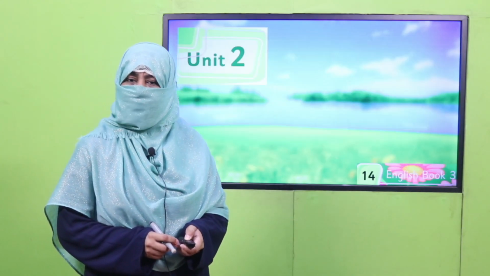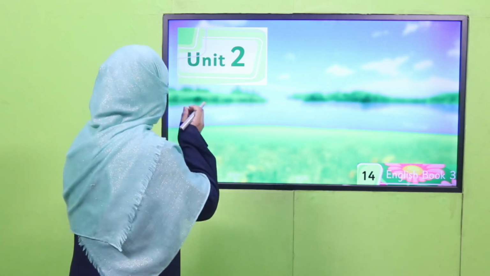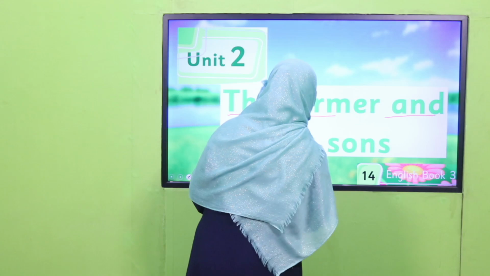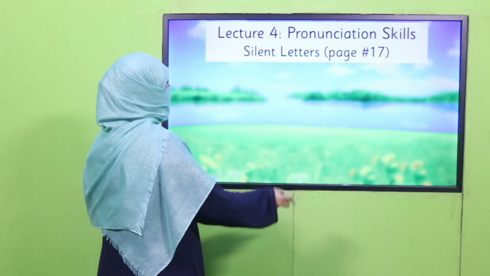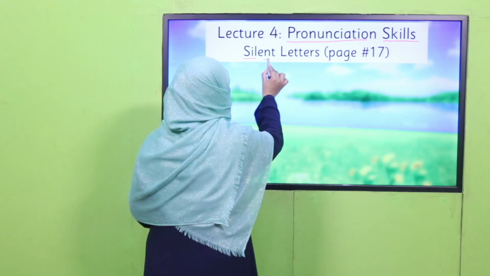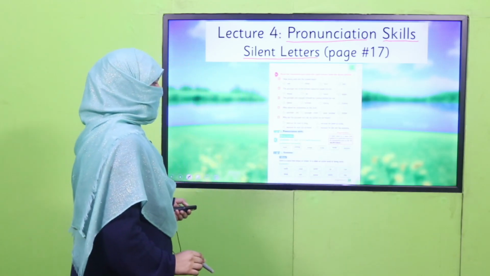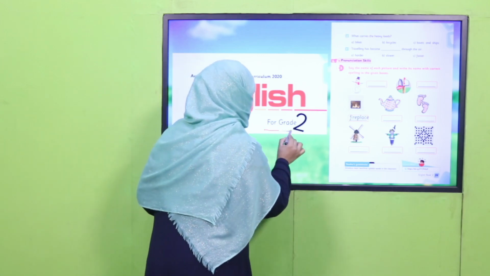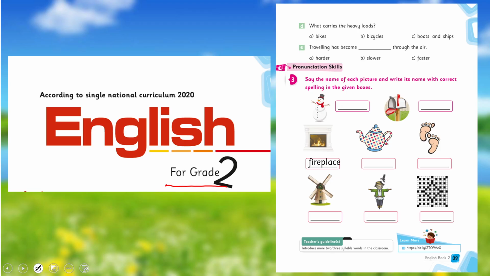We are learning unit 2. Its title is The Farmer and His Sons. Today's lecture 4, under the title of pronunciation skills, we will learn about silent letters and we'll cover page number 17 of your book. Before this, in your English for grade 2, do you remember we learned a compound word, fireplace, and at this point I told you this E we don't say because these are silent. Do you remember?